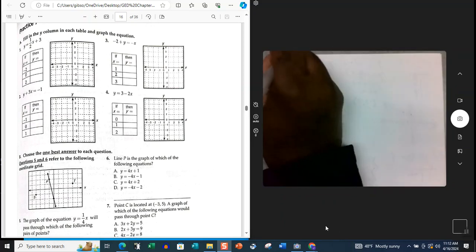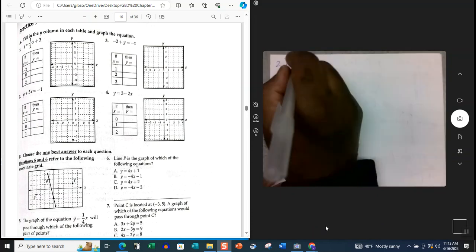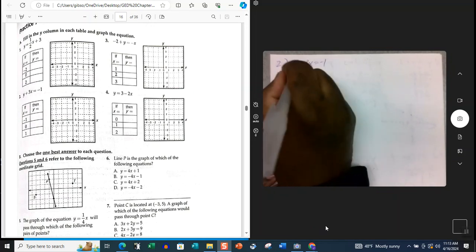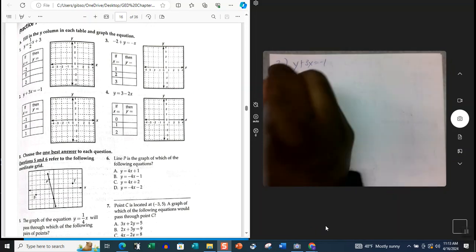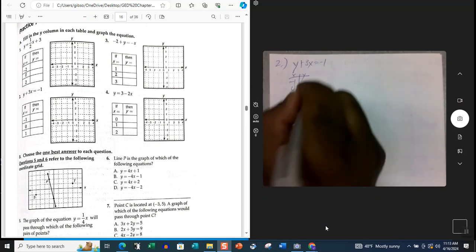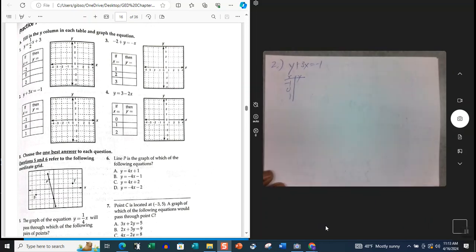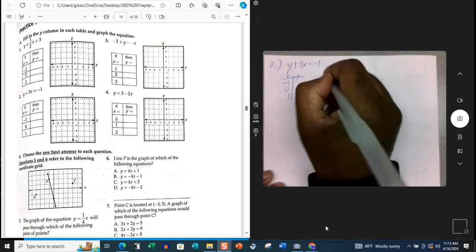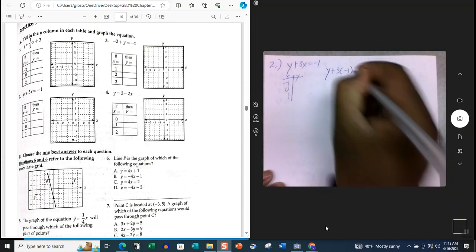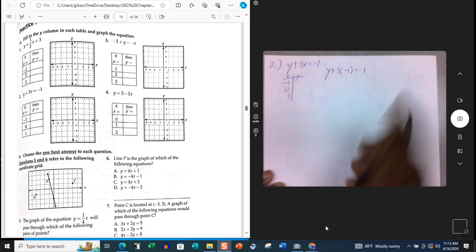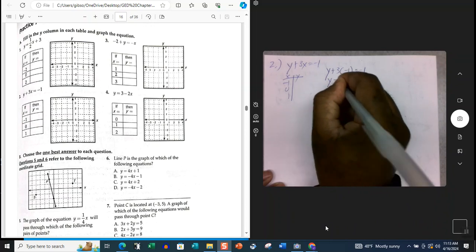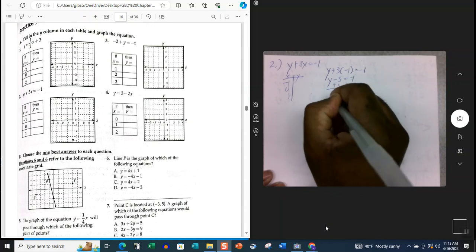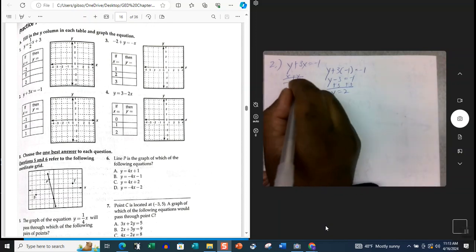Okay, problem number 2. We have the equation y plus 3x equals -1. We have the table x and y. Then we add -1, 0, 1. Now we go through and substitute like we did with the first problem. We have y plus 3 times -1 is equal to -1. We have y minus 3 equals -1. We add 3 on both sides, and y is 2. So when x is -1, y is 2.